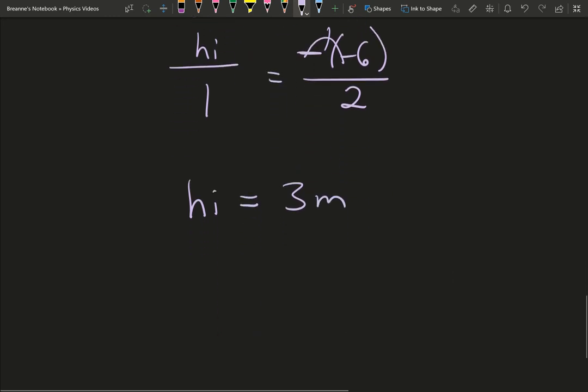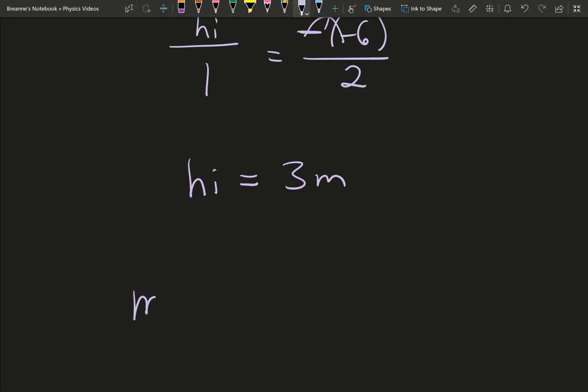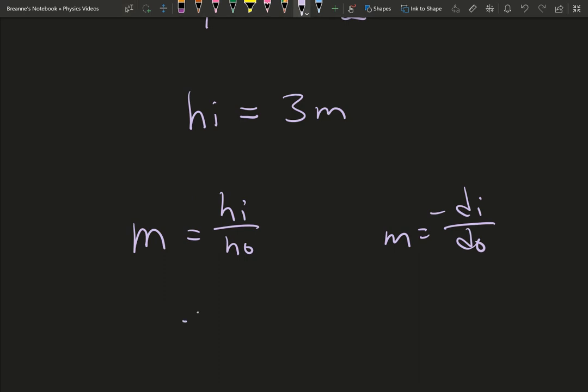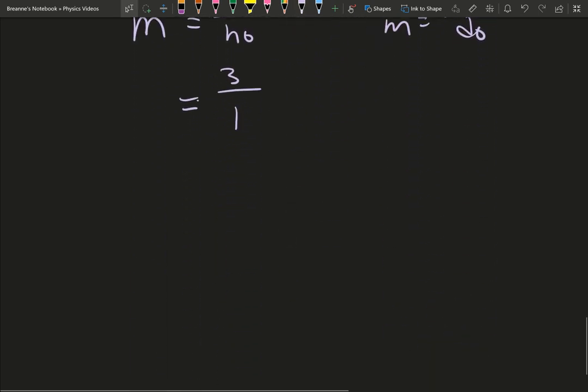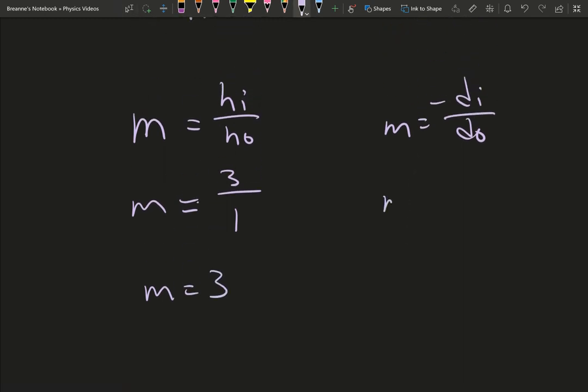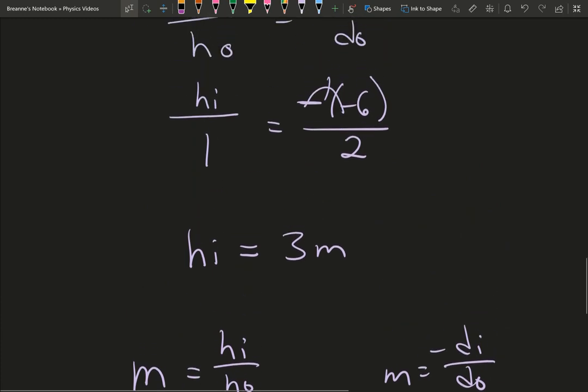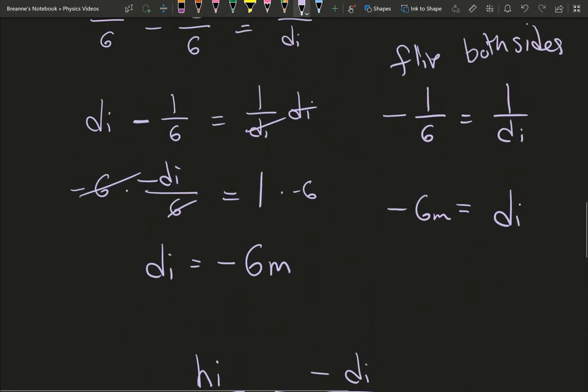If you want to figure out the magnification, you can either use your HI over HO, or you can use your negative DI over DO. Either one works, so we'll do both. So you get 3 over 1, so it's magnified by 3. Or you get negative 6 over 2, and guess what? You get it's magnified by 3. So either way, you get the right answer. So that's kind of how you work it.